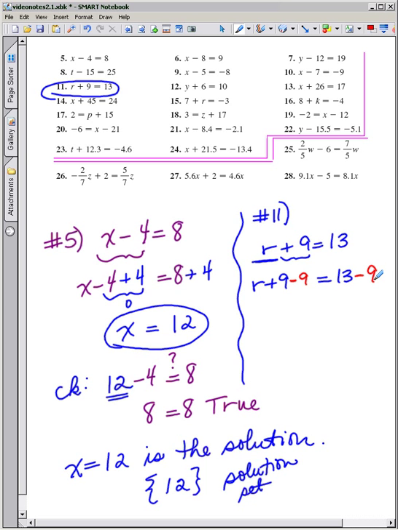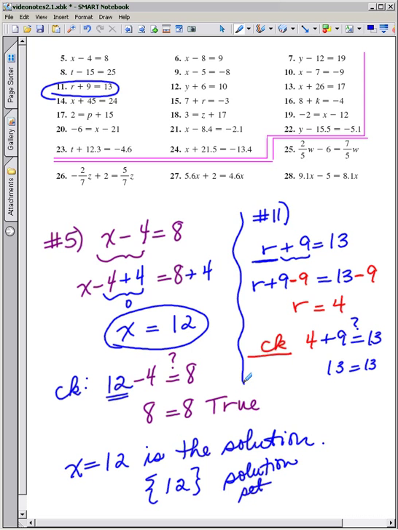So what we're left with now, notice r plus 9 minus 9, those are eliminated, right? They add to 0, so all we have is r is equal to 13 minus 9, which is 4. Now how can we check? We plug in the 4 in place of the variable. 4 plus 9, is that equal to 13? Well, yes, 4 plus 9 is 13, so that equals the right side. So we know that the value r equals 4 is the solution.